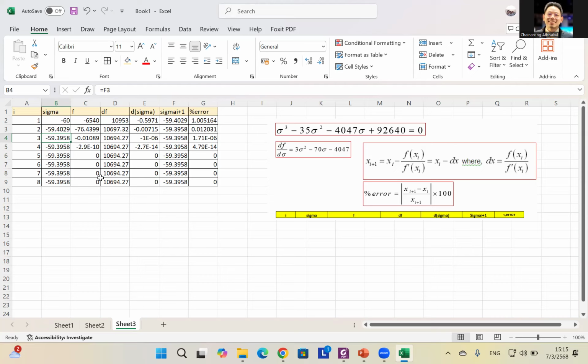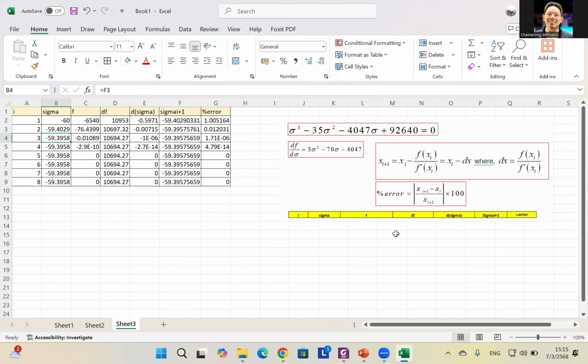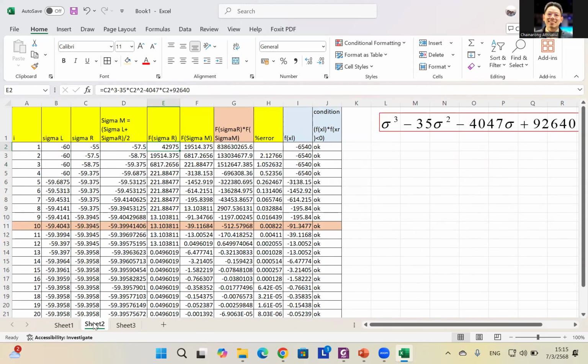The sigma should be 59 point here. And actually we should request more than 6 digits. But the solution is around here, very close. But is it a solution that we would like to have or not? We require a different value of the root, right? But now it is minus 59. We already found that from the first one.